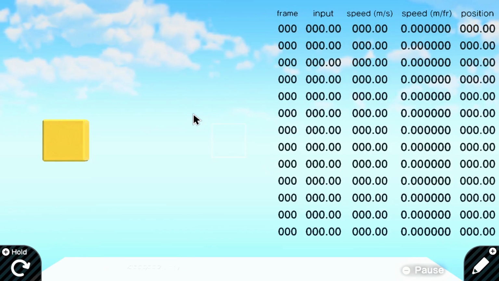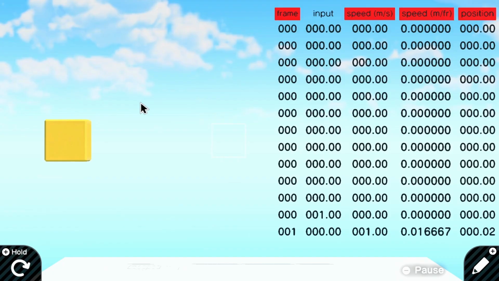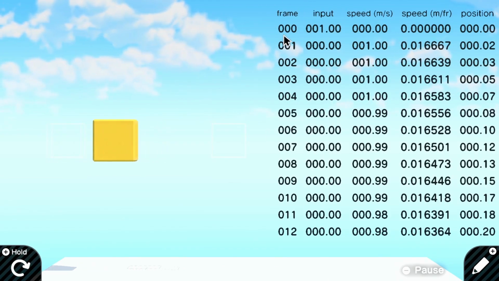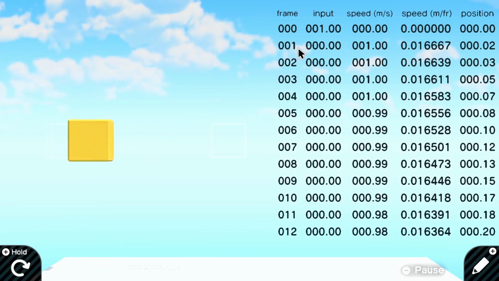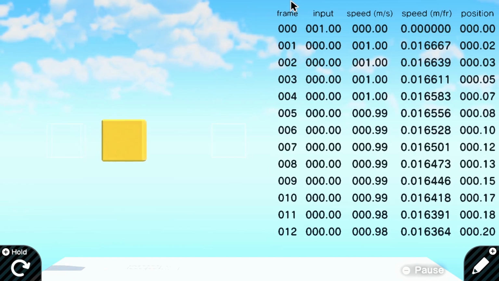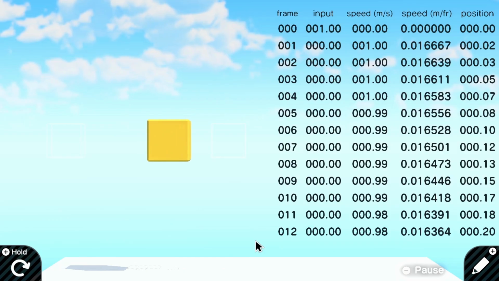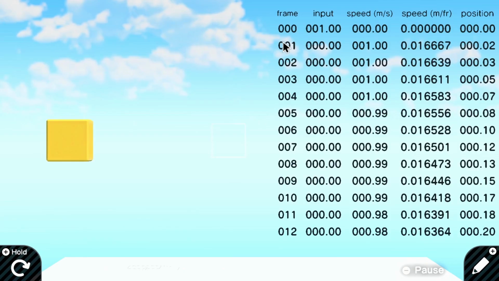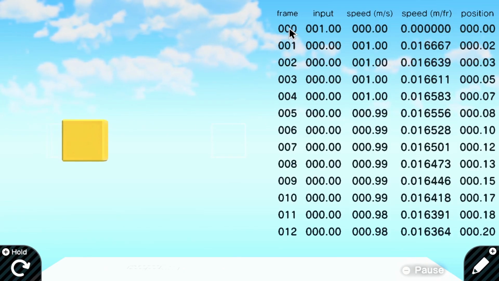So let's take the earlier example where we had the accelerate box and we sent a value of 1 for 1 frame. Let's try to understand what's being printed here. The first column is frame. If you're not familiar, the game runs at 60 frames per second, or 60 FPS. What that basically means is the game only updates 60 times per second, and that's around 16 milliseconds. So each frame takes 16 milliseconds, and nothing happens in between each frame.